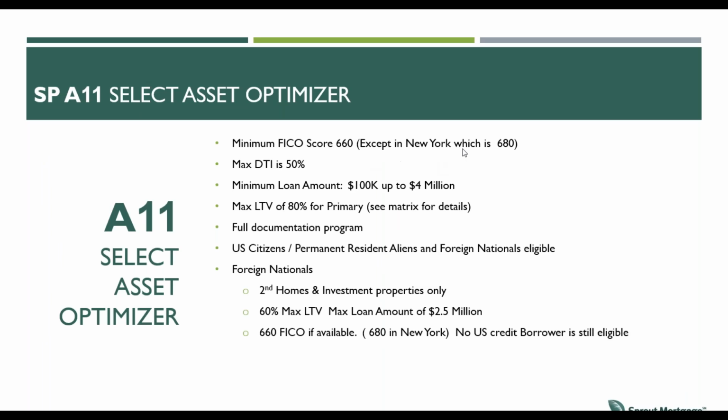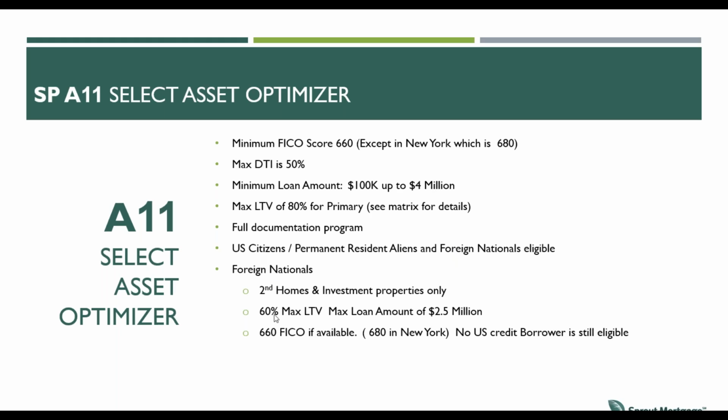Minimum score, 660, once again, except in New York. There's that lovely back end 50. It goes up to 4 million. You can go up to 80% for a primary. We consider this a full doc loan, actually. So what that means is primary wage earner score is used. Okay, so that's the key for that.